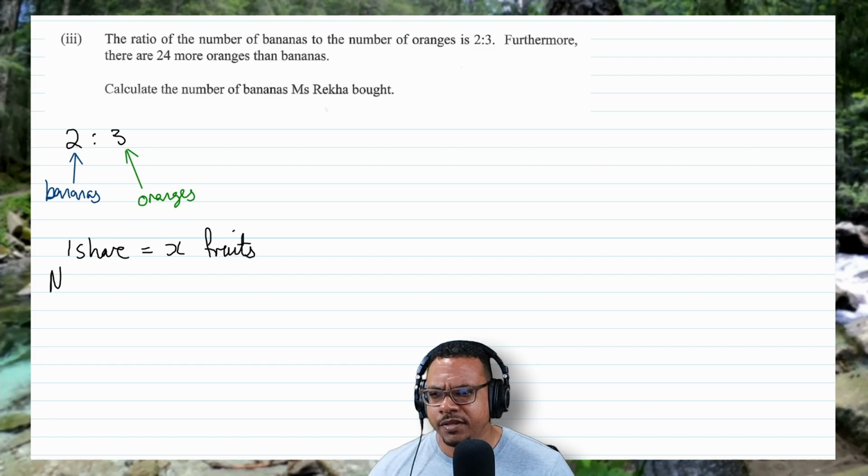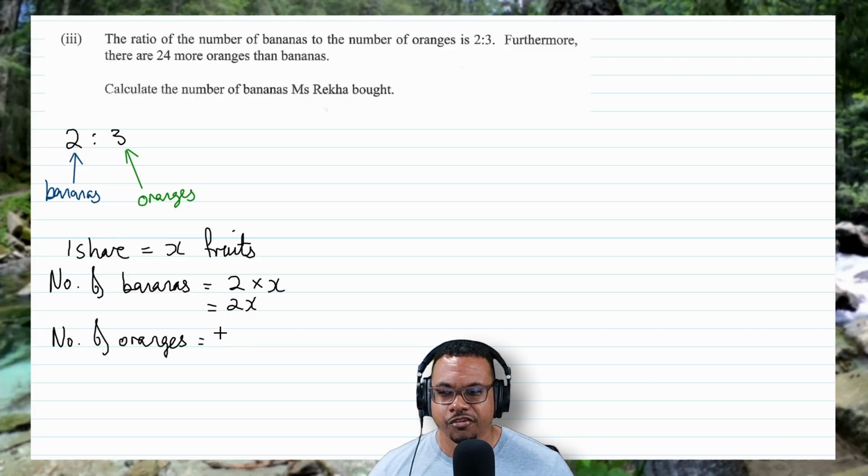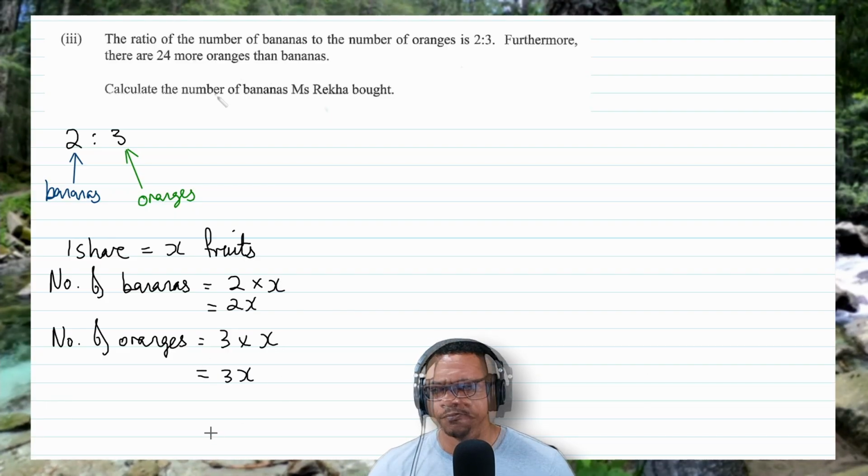So now the number of bananas is equal to 2 shares times the X, which is just 2X. And the number of oranges will be 3 times the number of fruits for 1 share, which is X. So you'll have that being equal to 3X. So now we are saying that there are 24 more oranges than bananas.